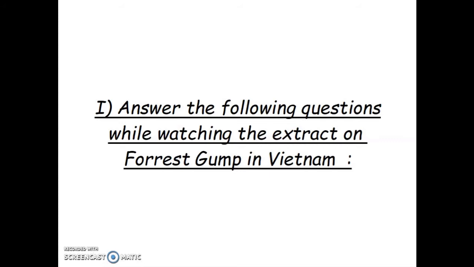The thing is, you need to compare what you have written and what was expected. So this is a correction. It's not the best or the perfect version of what you could have done, but at least you have the main events. So it's only a correction, and take it as it is. Right now, so answer the following questions while watching the extract on Forrest Gump in Vietnam. So let's go ahead with the very first question.